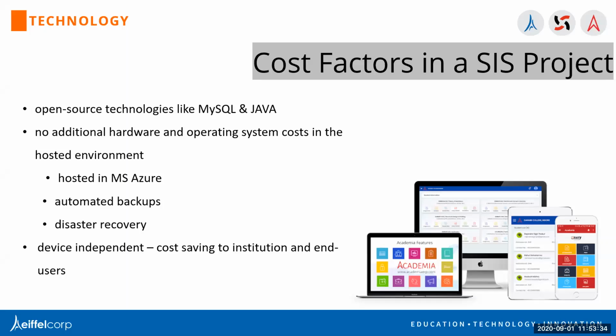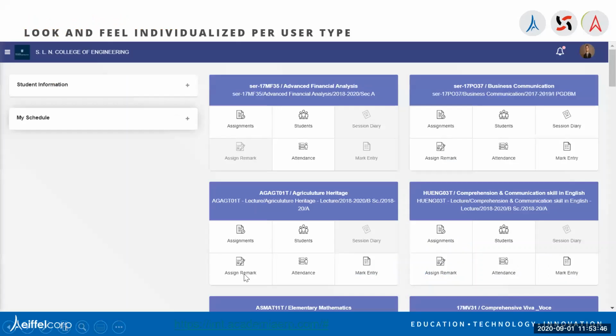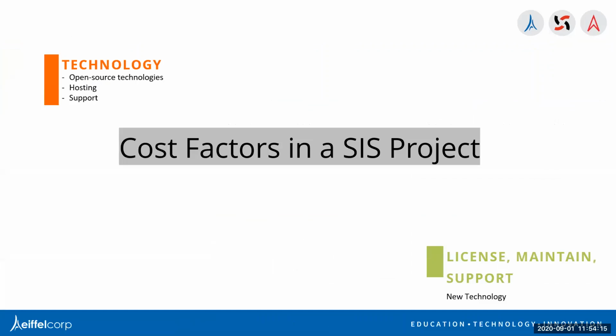Device independence. Cost saving, of course, comes from making sure that all your stakeholders can use any device to use the system. This is just an example of the lecture report, to see that the look and feel via technology can be individualized per user type. So you want to make sure that whatever you use at technology level is not dependent on a specific device, but allows the type of user to change that look and feel depending on what device they use, and to effectively be able to use any device.